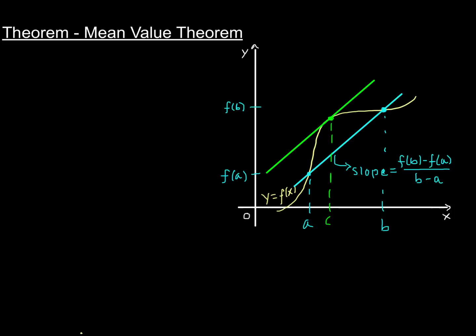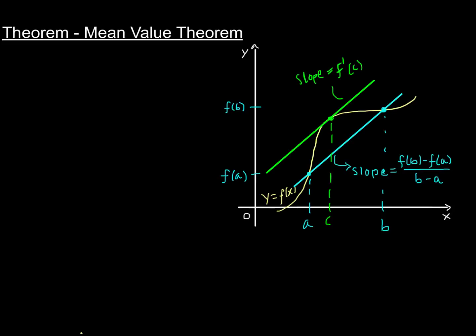Alright, so that's that point C. Now what is the slope of this line again? Remember, the slope of the tangent to the curve is actually the derivative evaluated at this particular value. So the slope of the green line is equal to f prime evaluated at C.